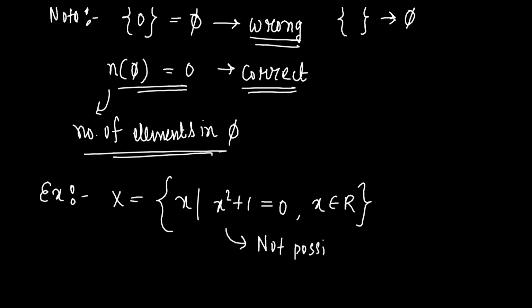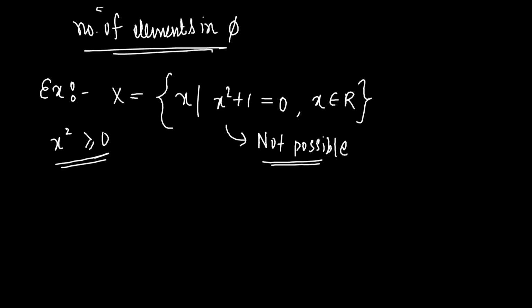Why is it not possible? Because we know that x square is greater than or equal to 0. If we put 0 in place of x, it will be 0. Other than 0, any number we choose will give a value greater than 0, because it is squared. If we take a negative number also, its square becomes a positive number, so it is greater than 0. That means x square is greater than or equal to 0.